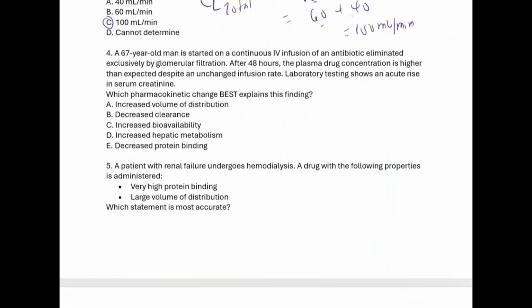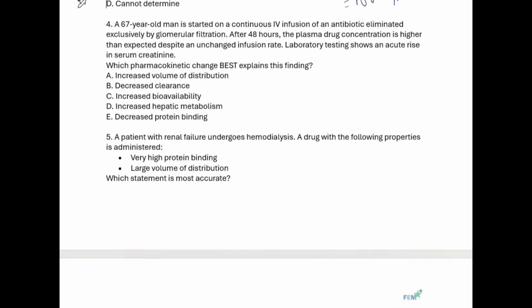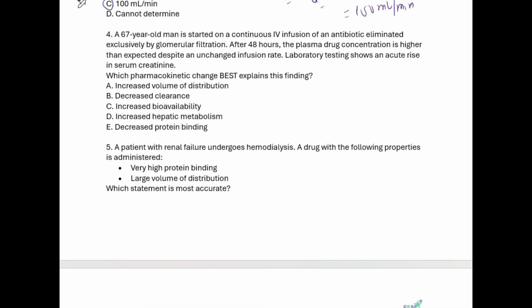And moving on to the next question. A 69-year-old man is started on a continuous IV infusion of an antibiotic eliminated exclusively by glomerular filtration. So that means the antibiotic is eliminated by the kidney. After 48 hours, the plasma concentration is higher than expected despite no change in the infusion rate. So our infusion rate, or maintenance dose, is the same. But all of a sudden, the plasma concentration of that drug starts to increase.